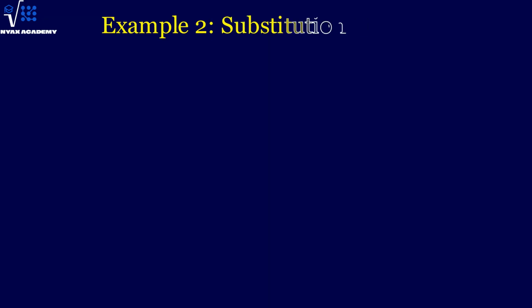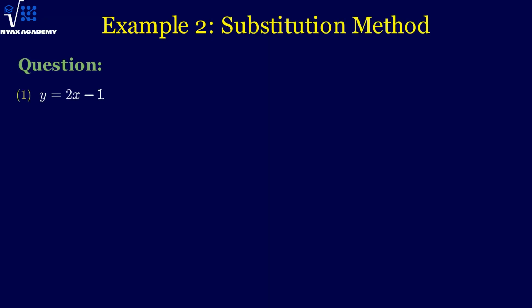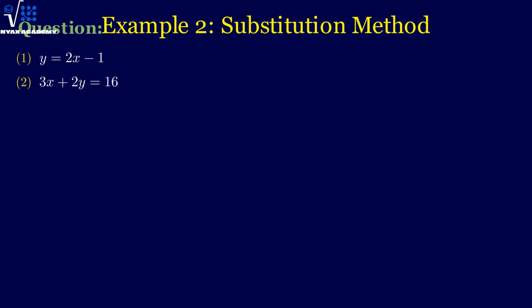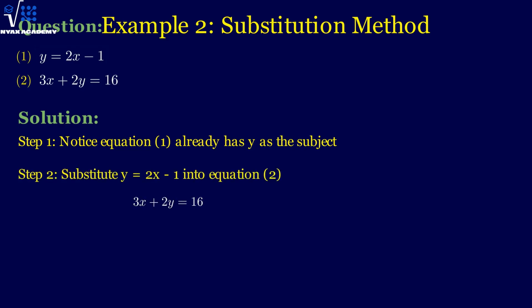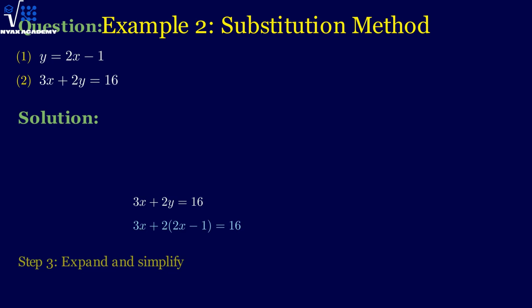Now let's look at example 2 using the substitution method. We are given equation 1, y is equal to 2x minus 1, and equation 2, 3x plus 2y is equal to 16. So we can see that in equation 1, y is already the subject. So wherever we have y in equation 2, we are going to replace it with equation 1, giving 3x plus 2 open bracket 2x minus 1 close bracket is equal to 16. We are going to expand and simplify this, giving 3x plus 4x minus 2 is equal to 16.